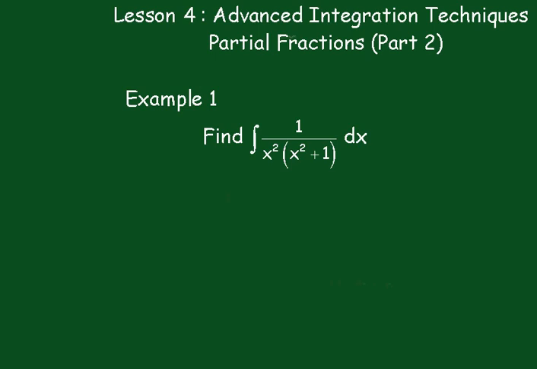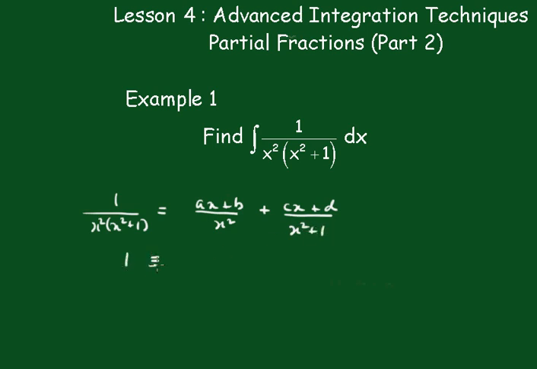Lesson 4, Advanced Integration Techniques, Partial Fractions, Part 2. Example 1. Find the integral of 1 over x squared times x squared plus 1 dx. Okay, now we'll have 1 over x squared times x squared plus 1 being equal to, this will have to be Ax plus B over x squared plus Cx plus D over x squared plus 1.